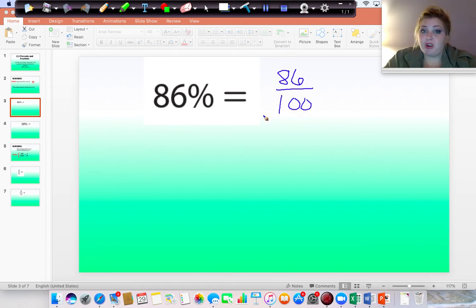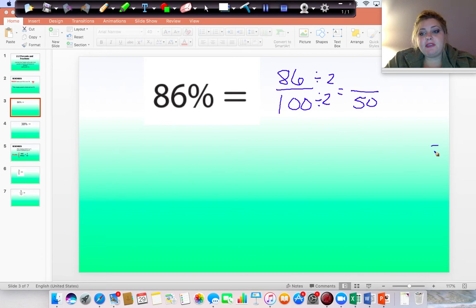That's it. We're done. Now, your teachers may want you to reduce this fraction, and you can reduce this fraction. The last two numbers of both of these numbers are even, which means you can definitely divide both of these by 2. 100 divided by 2 is 50.